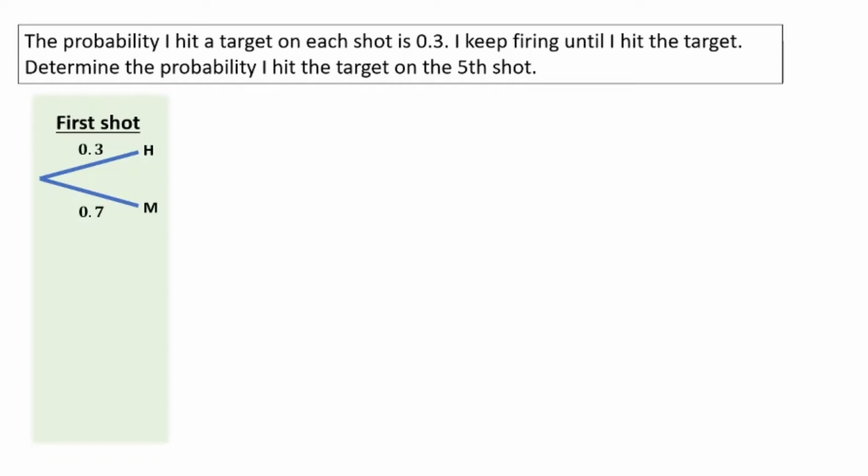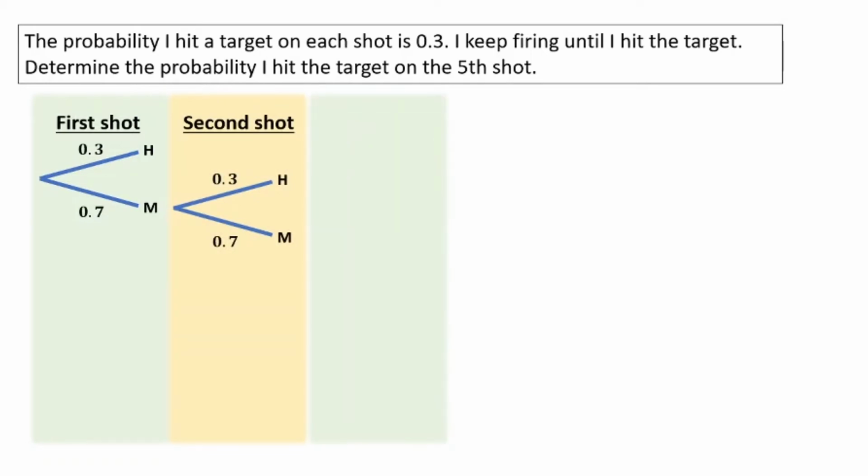If I hit the target, I don't actually take a second shot, because the scenario said that I keep on firing until I hit the target. So I don't need to continue through the tree diagram through the outcome of hitting the target. I only need to continue through the missed outcome. So for my second shot, once again 0.3 and 0.7.